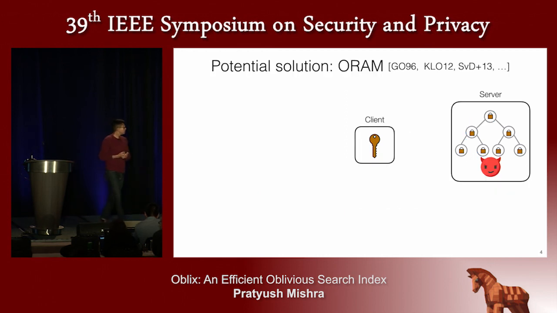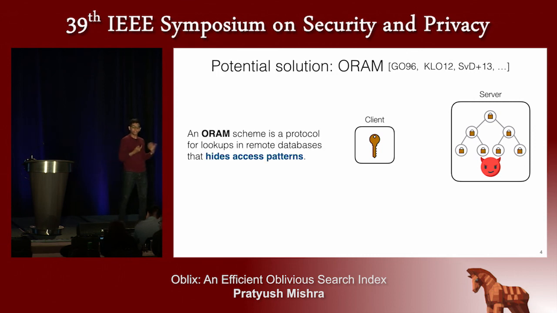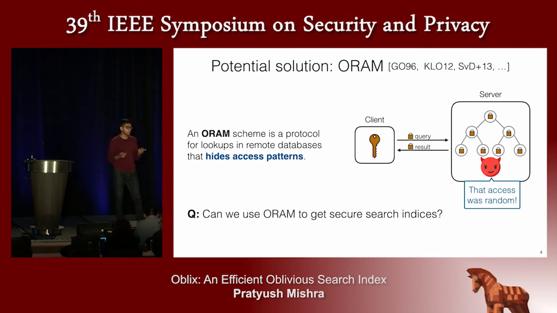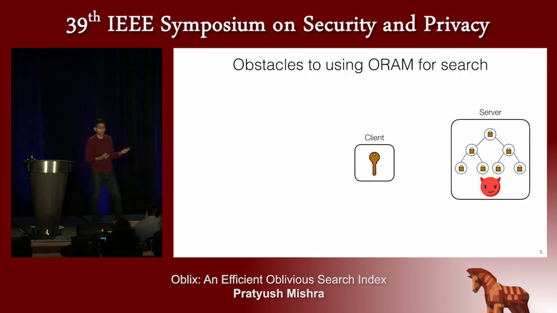One potential solution for this is to use Oblivious RAM. Oblivious RAM allows you to make these encrypted queries without revealing to the adversary which location was accessed. It looks as if you were accessing a random item. The natural question now is whether we can use Oblivious RAM to get secure search indices. But we immediately run into some problems.